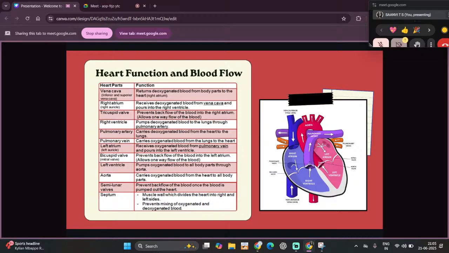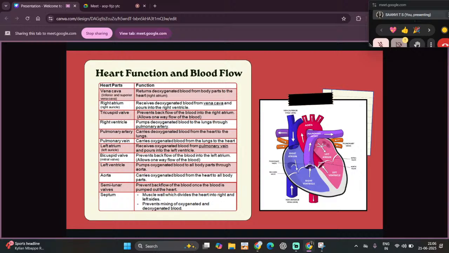So the vena cava, which is also known as the inferior and superior vena cava, is on the top part of the heart. It is where the deoxygenated blood from body parts enters into the heart for oxygenation. It enters into the right atrium, as you can see from the arrows. So basically, our heart is divided into 4 chambers, and it enters the first chamber known as the right atrium. As written here, it receives deoxygenated blood from the vena cava and pours into the right ventricle.